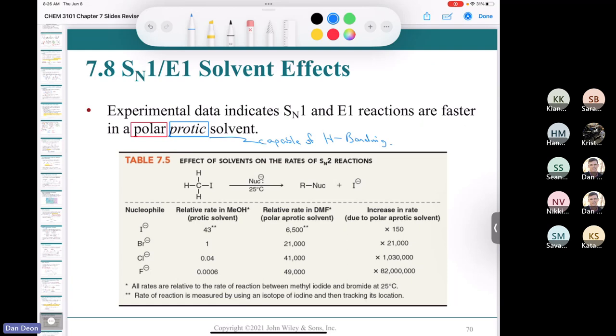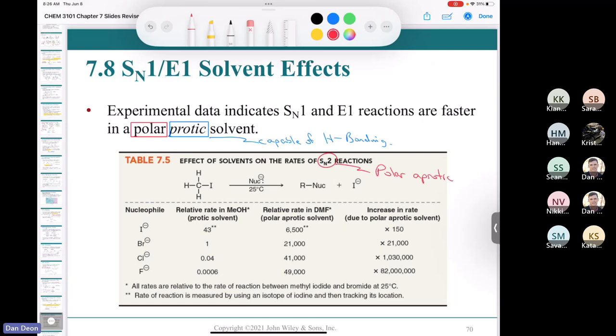So if we look at the effects on an SN2 reaction, kind of mixing two different things on this slide, that's why I'm not wild about this slide, but something that you'll notice for SN2 reactions, it's the opposite, okay? So for an SN2, you want to have a polar aprotic solvent. An aprotic solvent is one that is incapable of hydrogen bonding.